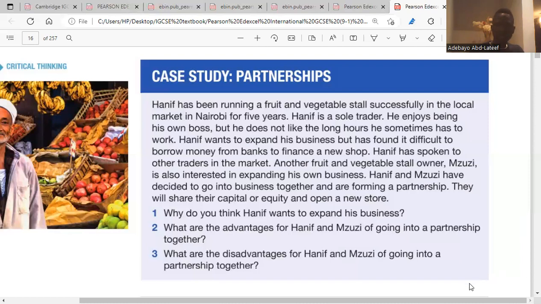Okay. Unlimited liability. The debts of the business can be transferred to their personal wealth. Yes, yes. Is it clear?